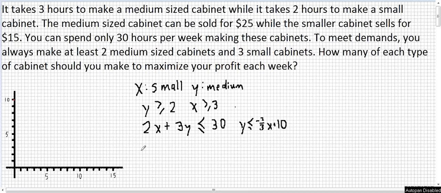We can actually use the x-intercept to help us graph this equation. To find the x-intercept, the y-coordinate has to be 0. So if we plug in y equals 0 into the equation, we get 2x equals 30 and x equals 15. So this is another point on this line. Let me just connect these 2 points to draw the boundary line.